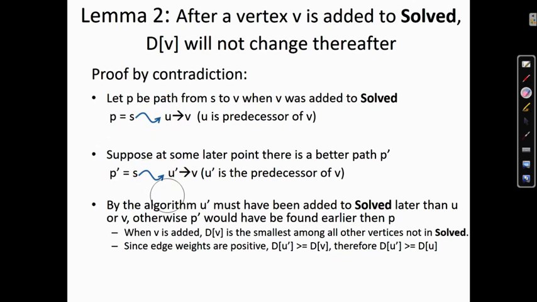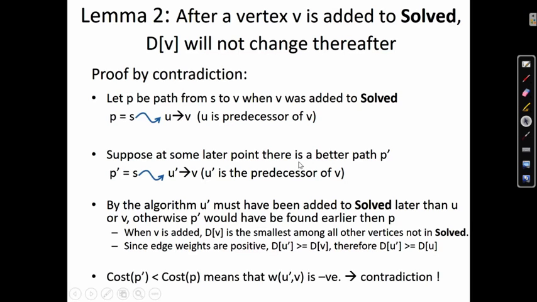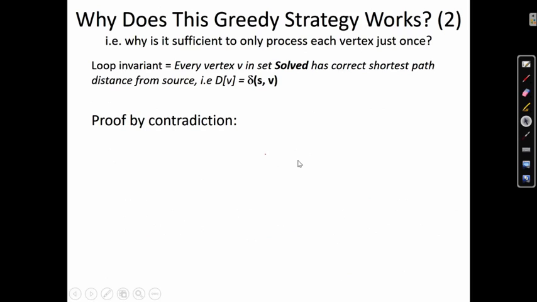So we have established through this lemma that after you add a vertex into solve, it will not change after. But I haven't established the fact that it actually correctly computes the actual shortest path cost. The d of v, after you put v into solve, is the actual shortest path cost. So now this is what we are going to prove: the correctness of our greedy strategy. That means that once it is put into solve, not only does it not change, it must be the correct shortest path cost when it is put in solve. Again, proof by contradiction.